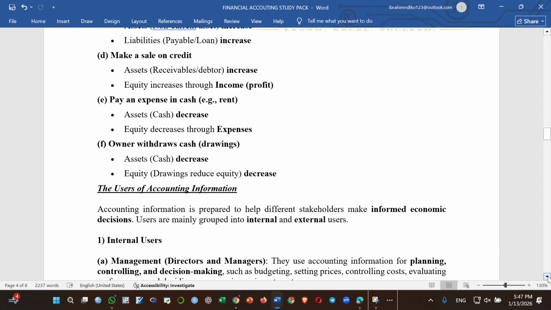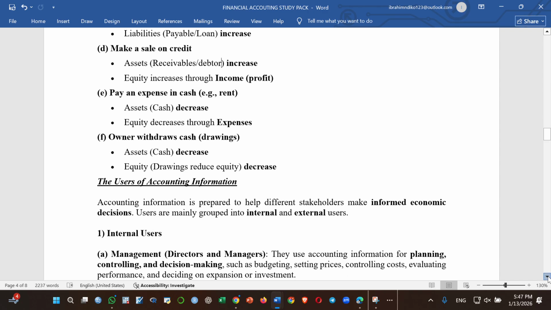Then owner's withdraw cash. So when one withdraws cash for personal use, cash will reduce, and then equity will do what? Equity will decrease. Now you just write it down. We shall do a question concerning that one later.